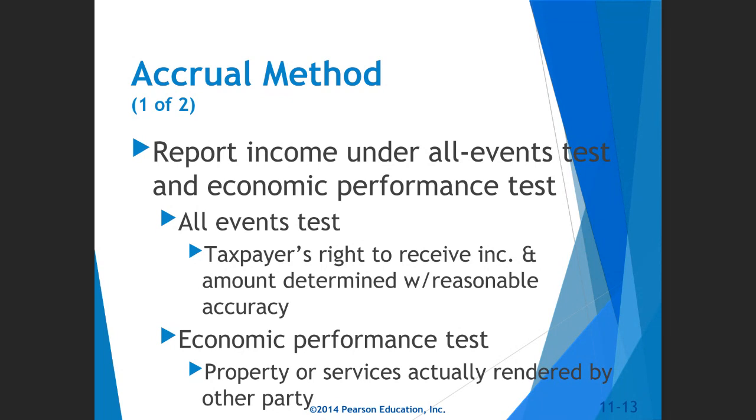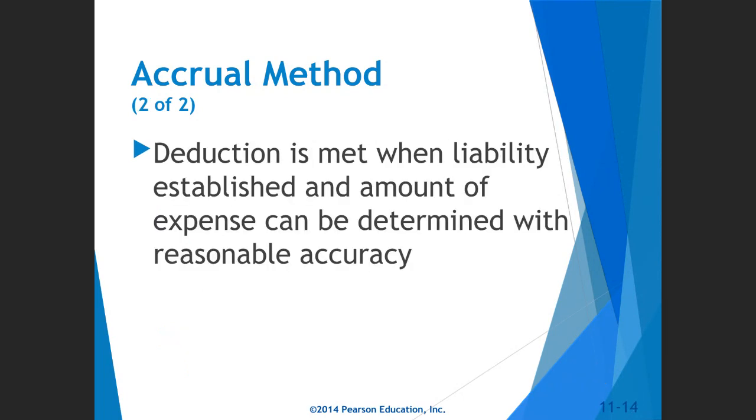What does economic performance mean? Economic performance of service or property to be provided to a taxpayer يحدث when the property or services are actually provided by the other party. Requirement that, طبعا, if the taxpayer is obligated to provide property or service, economic performance accrues in the year the taxpayer provides the property or service. في بعض requirements and conditions must be met مثل the all events test without regard to economic performance is satisfied.